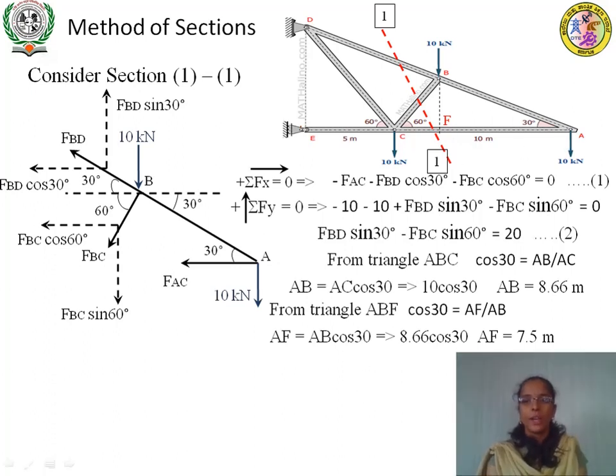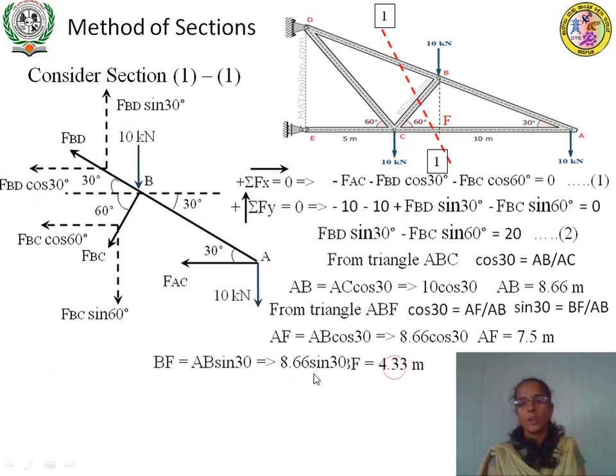So next, to find this perpendicular distance BF, we will apply sin 30, that is opposite by hypotenuse, BF by AB. So sin 30 is equal to BF by AB. Therefore BF will be equal to AB sin 30, that will be equal to 8.66 sin 30. Hence BF is equal to 4.33 meter. So now we have found the perpendicular distances AF and BF.